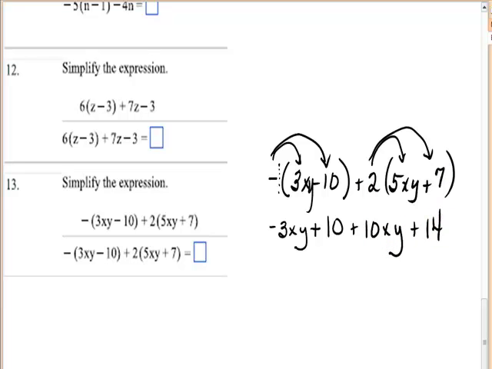Like terms? Yes. XY's are like terms. I have a negative 3 and a positive 10. When the signs are different, I subtract, and I have 7xy. My constants, plus 10 and plus 14, those signs are alike, so I add them up for 24.